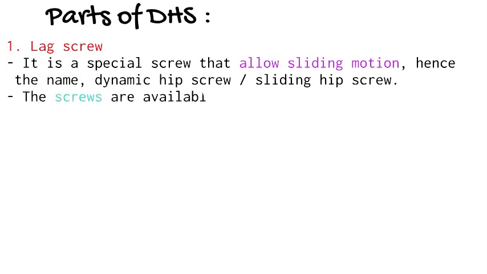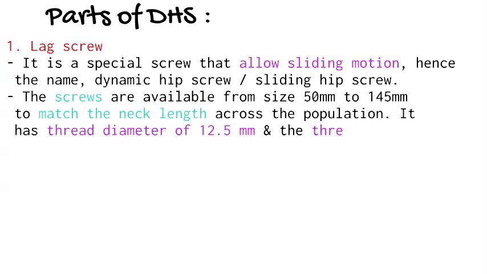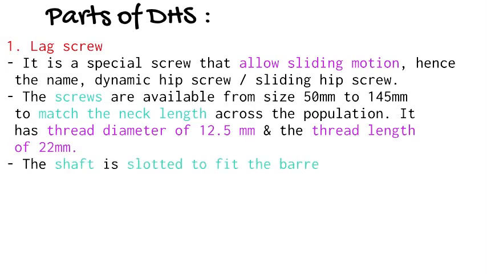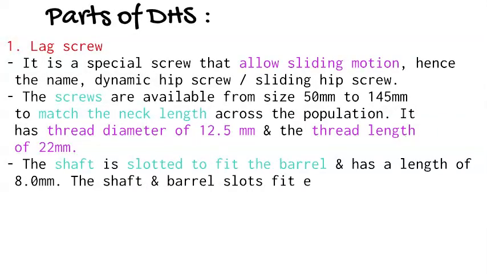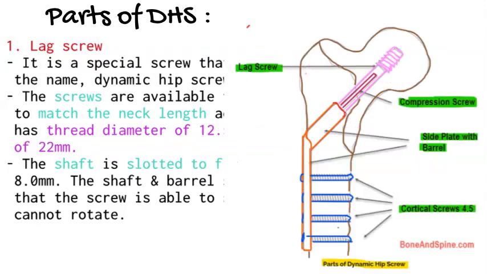The screws are available from the size 50 mm to 145 mm to match the neck length across the population. It has threaded diameter of 12.5 mm and the thread length of 22 mm. The shaft is slotted to fit the barrel and has a length of 8 mm. The shaft and barrel slots fit each other so that the screw is able to slide inside the barrel but cannot rotate.